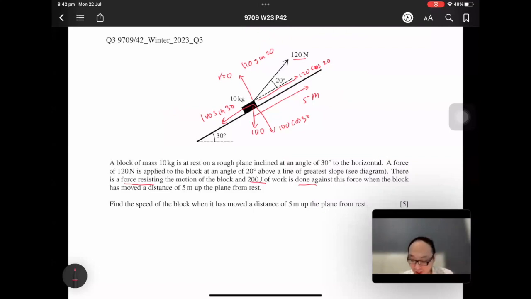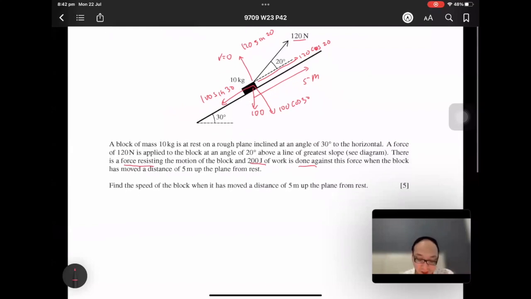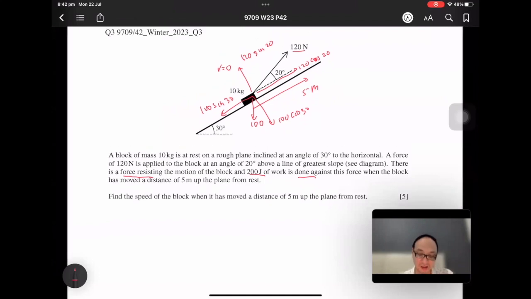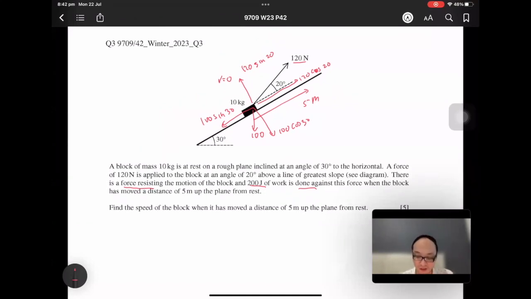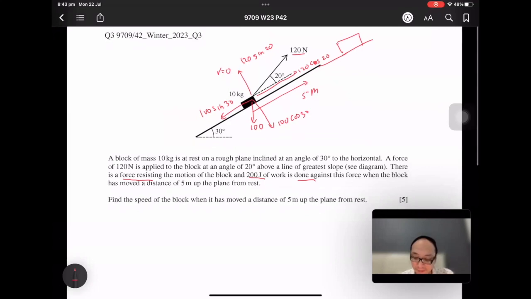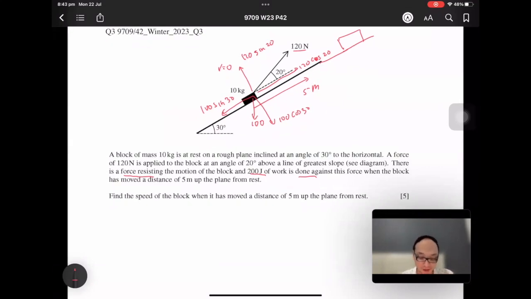So we can find the speed using the energy method. So we have to compare between this position and the final position, when it's 5 meters up. So I will use the energy. Or maybe it's easier if I use kinematics, yeah?